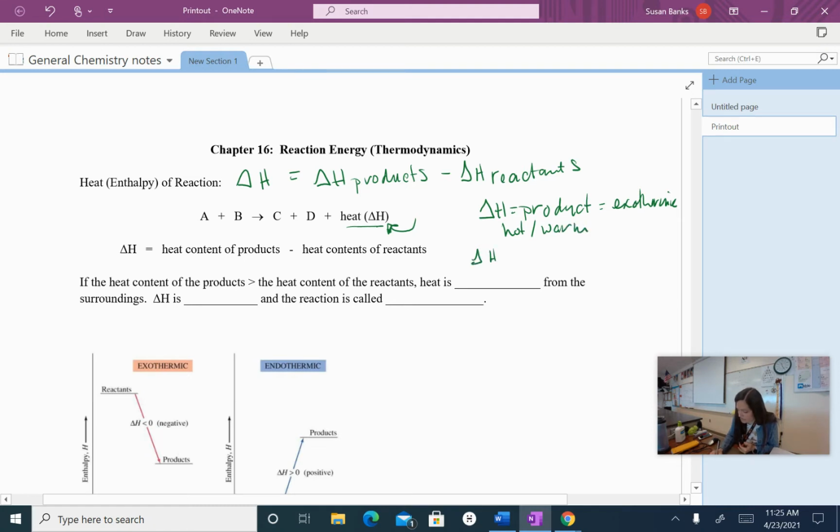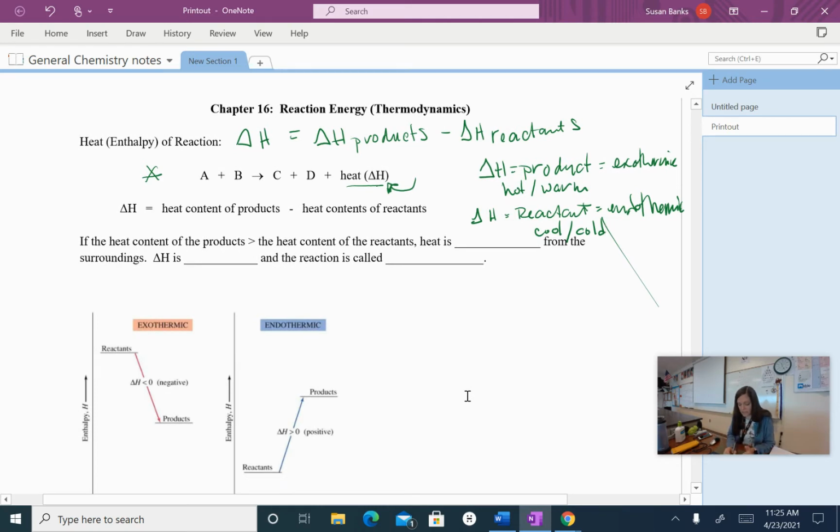But if delta H is on the other side, if it's on the reactant side over here, it's a reactant. This is an endothermic process. We need to put energy into this reaction. And this reaction is going to feel cool or cold. Okay? And we've all had reactions that we have felt give off heat that are exothermic, and we've all felt reactions that are cool or feel cold.